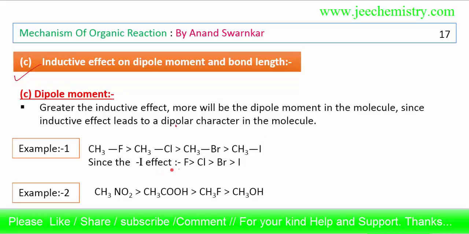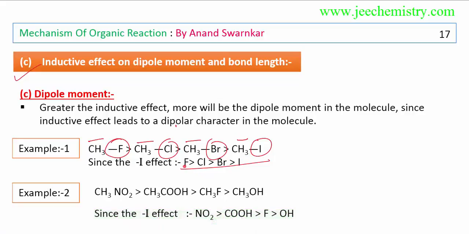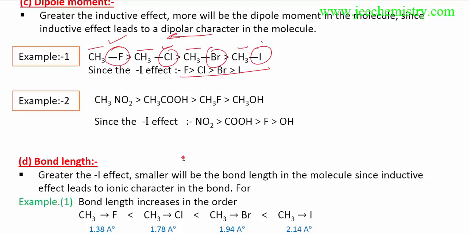Here, the minus I effect order will be fluorine, chlorine, bromine, iodine. Here the methyl group is the same in all four; only the negative inductive effect groups change. So as the negative I effect increases, the dipole moment increases. The order of negative I effect is fluorine, chlorine, bromine, iodine. So this one has fluorine attached, so it has a greater dipole moment than this. This is the increasing order: the dipole moment increases as the minus I effect increases.